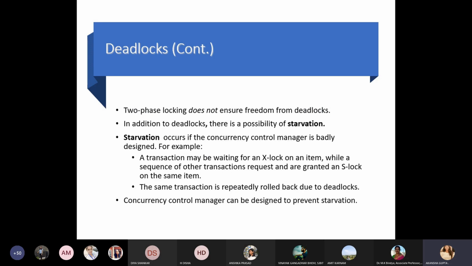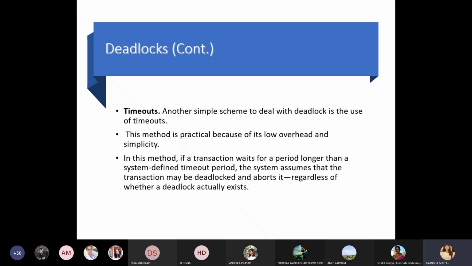So we have timeout and starvation. A timeout is another simple scheme to deal with deadlock. This method is practical because of its low overhead and simplicity. In this method, if a transaction waits for a period longer than the system-defined timeout period, the system assumes that the transaction may be deadlocked and aborts it, regardless of whether a deadlock actually exists.